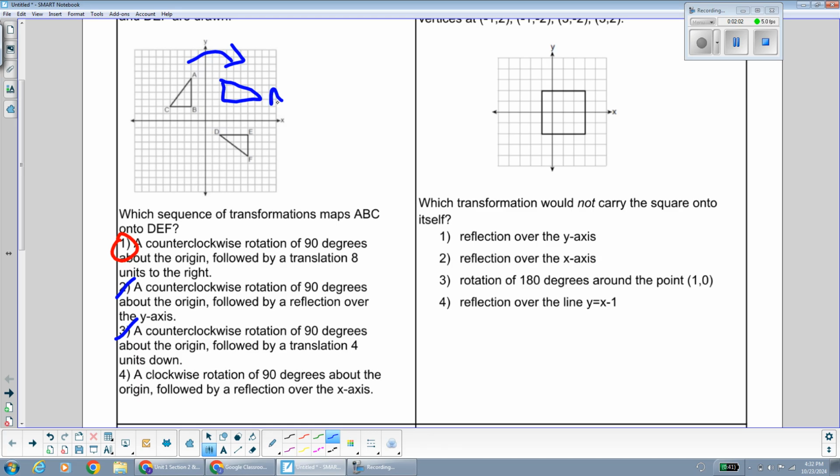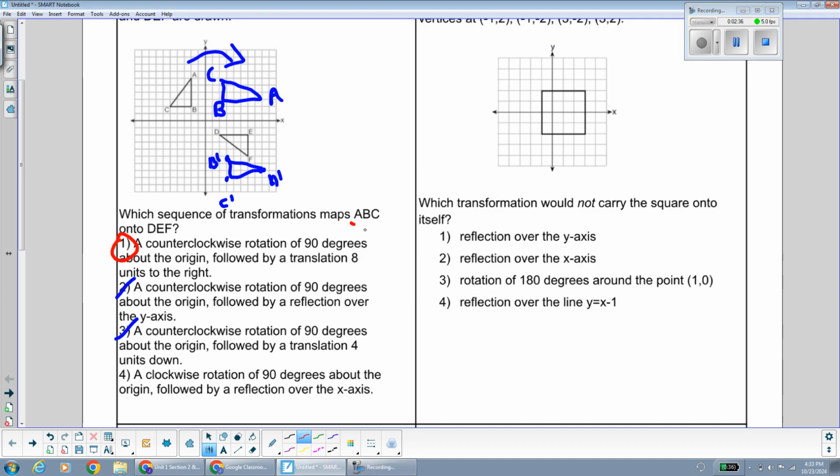So A is going to go down here, C and B. If I turn it 90 degrees, it's going to look something like that. Once again, I just freehanded it. Not exact, but that's going to be the general shape. Followed by a reflection over the x-axis. So if I flip it over, it's going to look something like this, where C is going to flip over down here, B is going to flip over down here, and A is going to flip over down here.